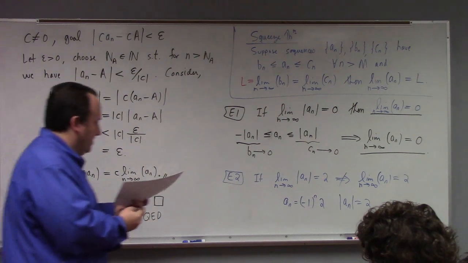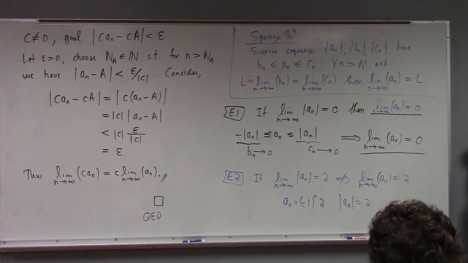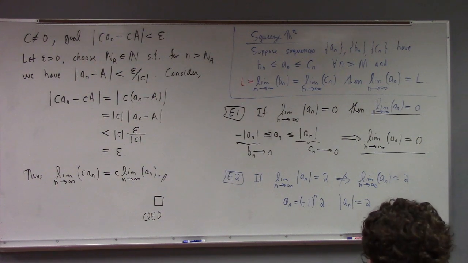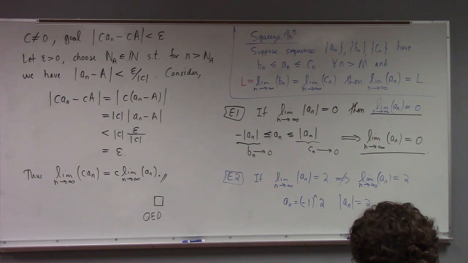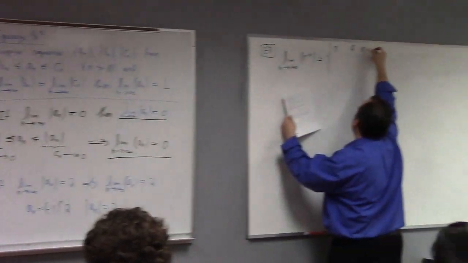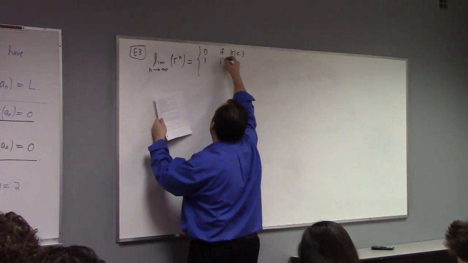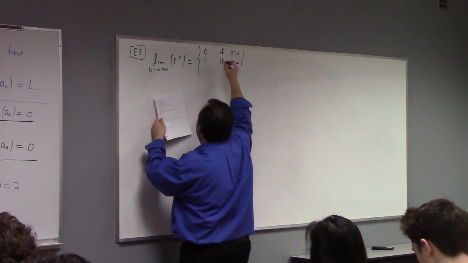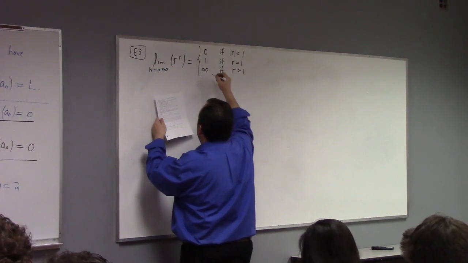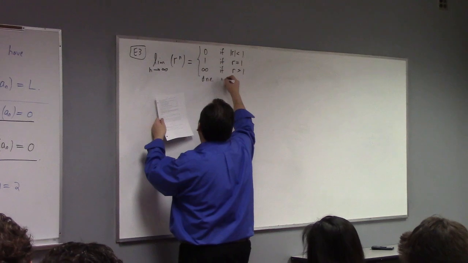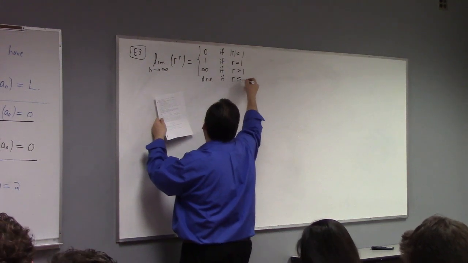Next, example 3. The limit as n goes to infinity, I'm just going to tell you the takeaway message here, and then I'll explain why this is true, of r to the n: it's 0 if the absolute value of r is less than 1. It's 1 if r is equal to 1. It's infinity if r is greater than 1. And it does not exist due to oscillation if r is less than or equal to minus 1.